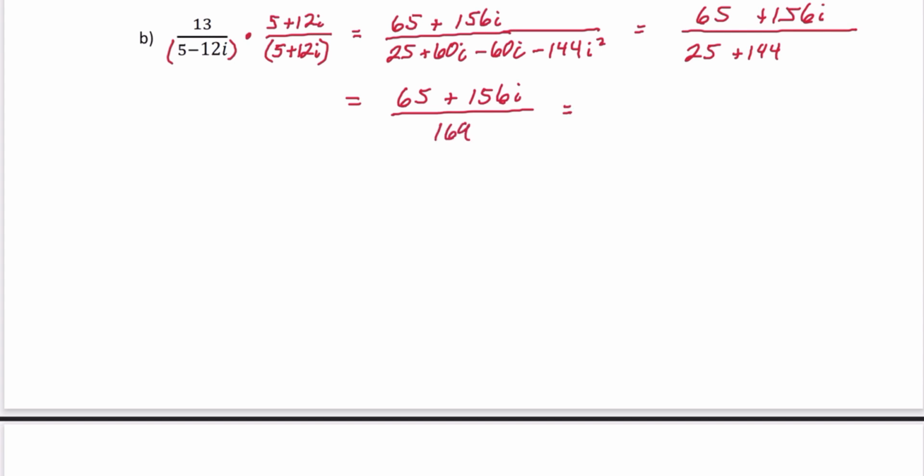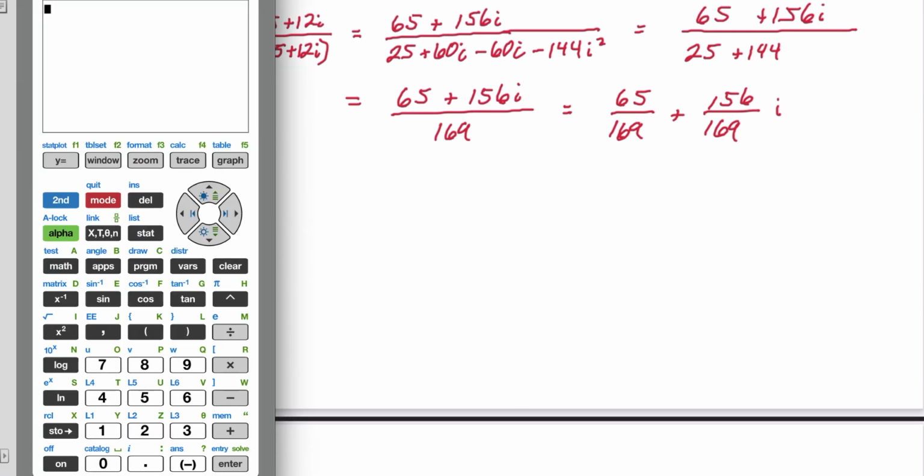At this point, we want to break apart those fractions. And let's see if this reduces. If you're ever unsure on whether or not a fraction reduces, you can check in the calculator. 65 divided by 169. If you hit enter, it's going to give you a decimal, but we can hit math, enter, enter, and if it will reduce, we can get the simplified fraction, which in this case is 5/13.